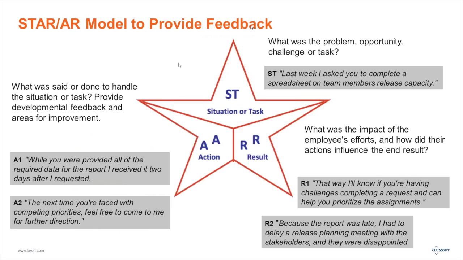So in this case, when you do the first round of STAR, then listen to the feedback from the person, and then say what to do in such a situation in the future: the next time you face competing priorities, feel free to come to me for further directions. So you understood that there were competing priorities, that there were some problems which prevented the Scrum Master from preparing this report, and you are telling him or her what to do in this situation next time. And then there will be another result: that way I will know if you are having challenges completing a request, and I can help you prioritize the assignments. So the result can be different in this case.